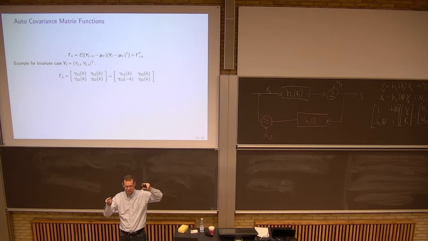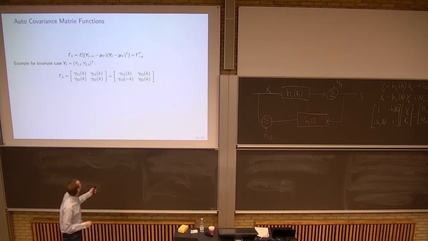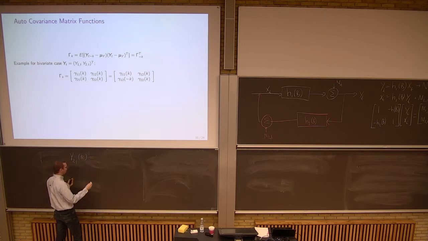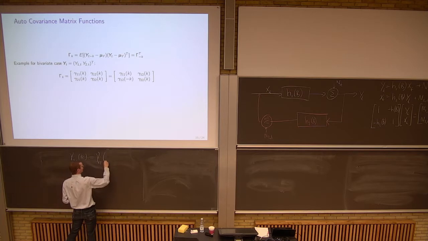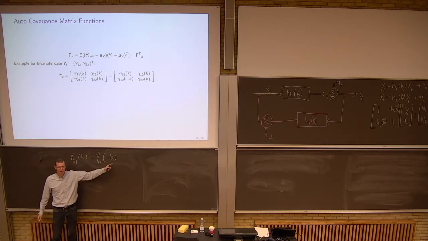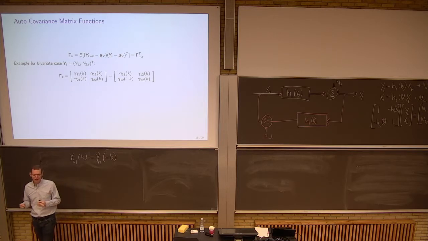Does that make sense? So that means gamma 2,1 of k is, if you revert the time, then you revert the order down here. You go from one to the other, or from the other to the first one. Then you revert time, and thereby you go from k to minus k. I hope that is intuitively fairly clear.